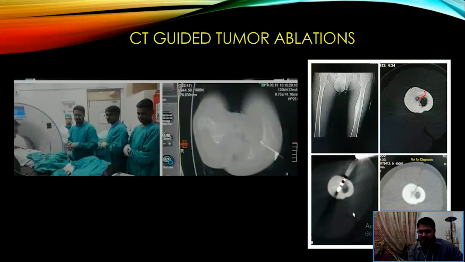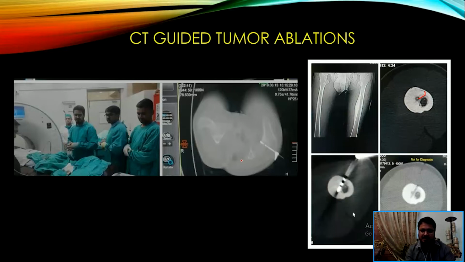So we have to place this middle dot within the nidus. And then microwave, as we all know, is very quick, and it takes a few seconds to a few minutes for ablation. And when the time is over, we pull the needle out of the bone.